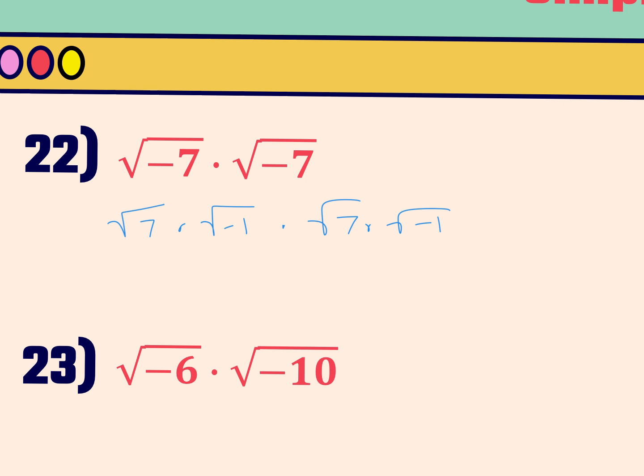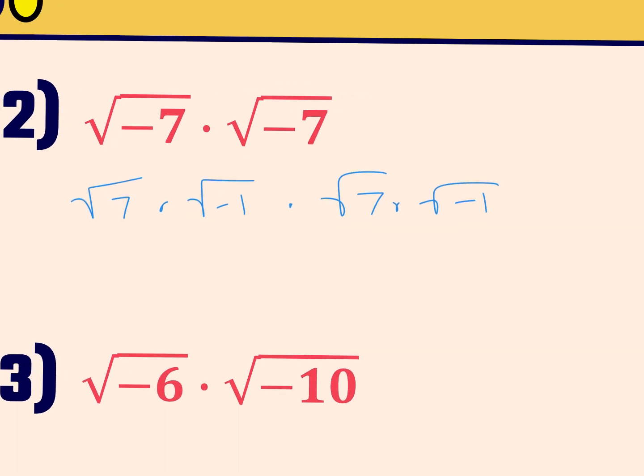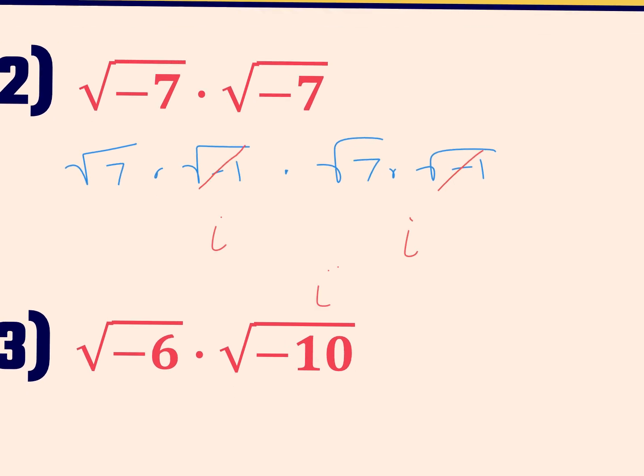All right, get in the habit. I know this first one's easy, but I need you guys to get in the habit so we don't make mistakes along the way. All right, what is the square root of negative 1? I, right? And so I have another I here, correct? If I were to multiply those two together, what is I times I? I squared, okay? And then what is the square root of 7 times the square root of 7? It's the square root of 49, right? Which is what? 7, good.